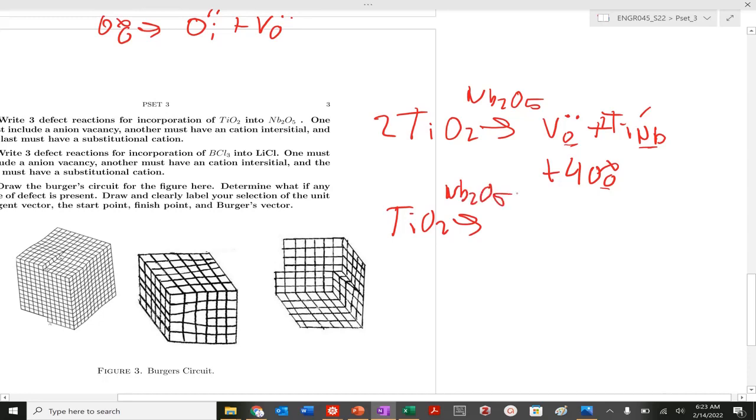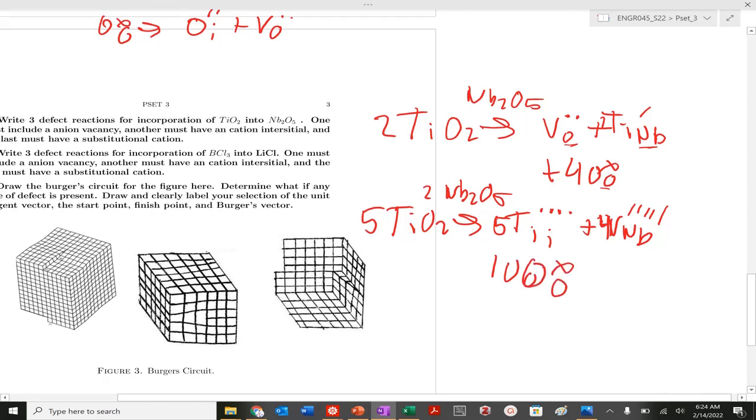For Nb2O5, I need to have a cation interstitial, so I need Ti as an interstitial, that's going to be 4 plus, and then plus a vacancy in Nb, that's going to be 5 minus. Put a 4 in front of that one, and a 5 in front of here. So 5 times 4 is 20. Again, electroneutral. And then we're going to do 10 oxygen. That should satisfy everything there.